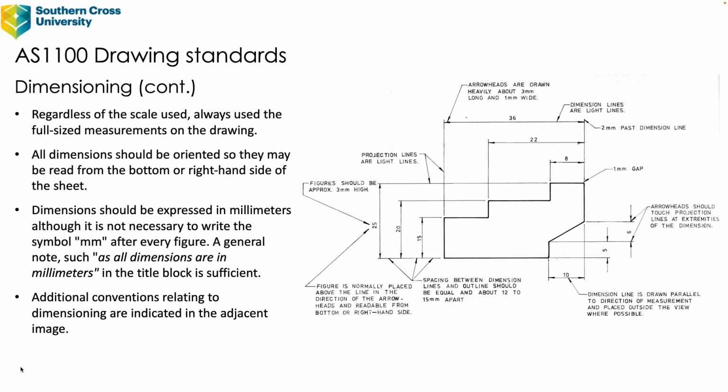I would recommend that you spend a bit of time looking at this image because there is a lot of information here, particularly about how arrowheads are drawn, how dimension lines are drawn. The projection lines go 2 millimetres past the dimension lines and there's a 1 millimetre gap. The arrowhead should touch projection lines at extremities of the dimension. And spacing between dimension lines and outline should be equal and about 12 to 15 millimetres apart.